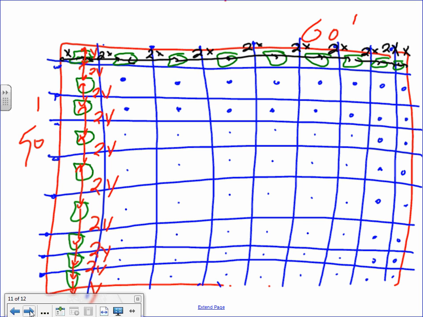For the x, let's do it for the x, okay? For the x's, can you guys see the x's is this way? So for the x's, how many columns do we have? To find the x, 1, 2, 3, we have 9. So you take 9, multiply it by 2x, equals, what's the x here?